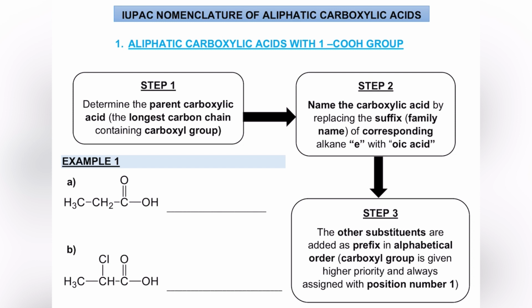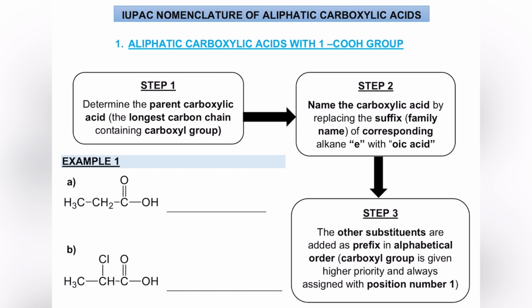We have several cases. Let's focus one by one. The first one is aliphatic carboxylic acid with one carboxyl group. So the first concept that we are going to use is to determine the parent carboxylic acid: the longest carbon chain that contains the carboxyl group, and the carbon attached to the carboxyl group is going to be carbon number 1.